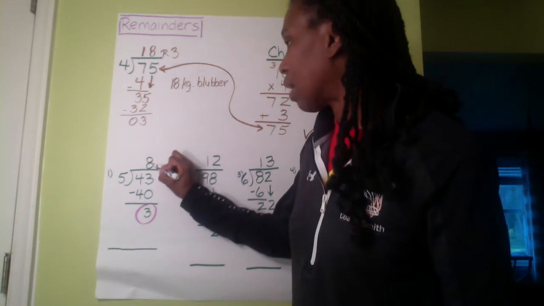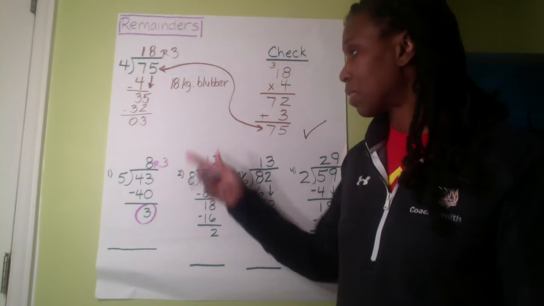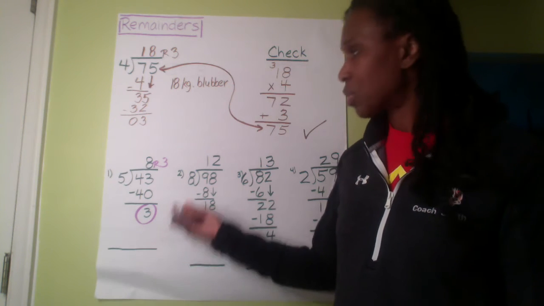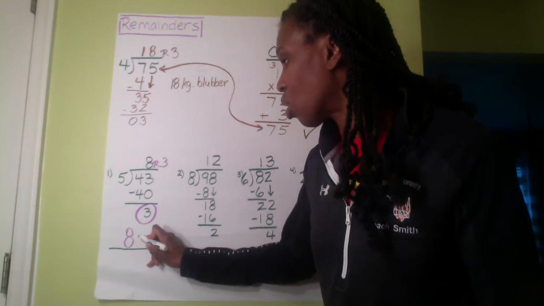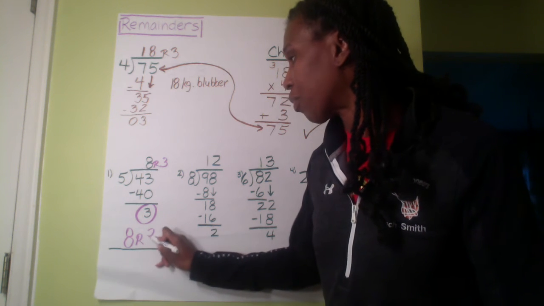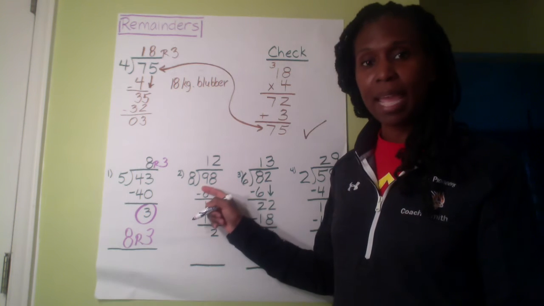Okay. All right, now I'm going to put it up here just so I can get in the habit of writing it up at the top. But they have blanks on your paper, so we'll go ahead and write in the blank. So my answer is 8 with a remainder of 3. Okay? All right, for number 2, it's 98 divided by 8.